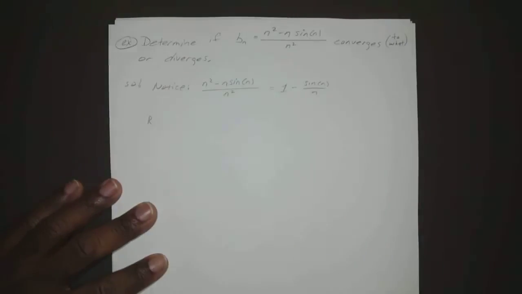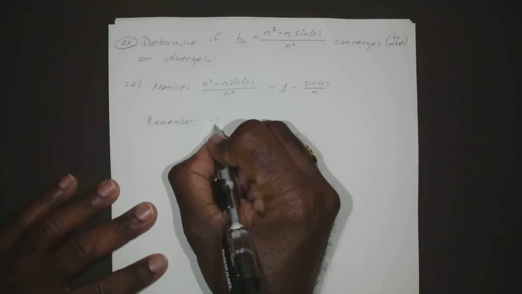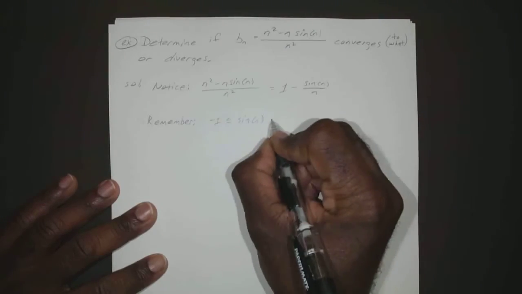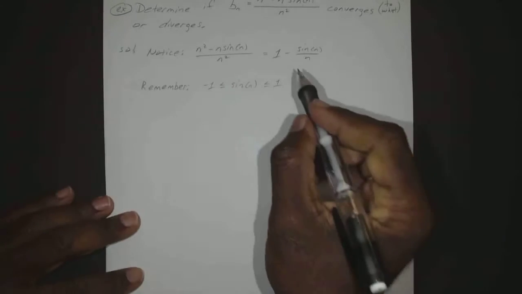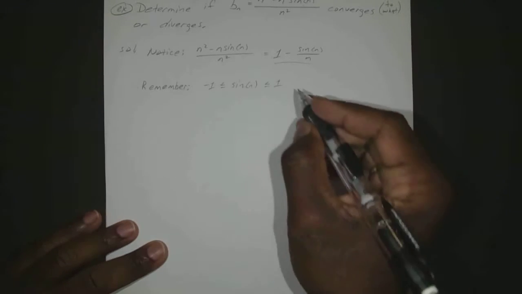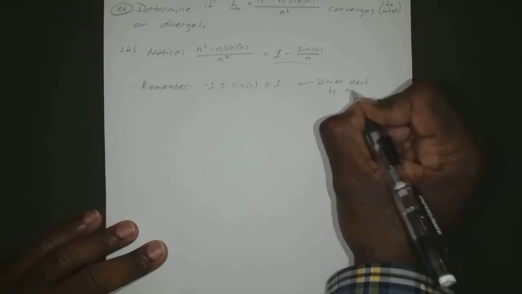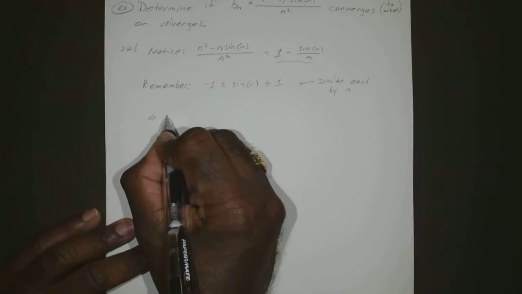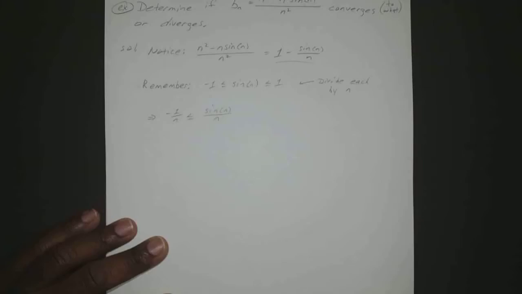So for this one, since you're dealing with sine, just like cosine, the values of sine all go between negative 1 and 1. So since we're trying to make it look like this, we can go ahead and divide each one of them by n. So we end up with negative 1 over n, less than or equal to sine of n over n, which is less than or equal to 1 over n.